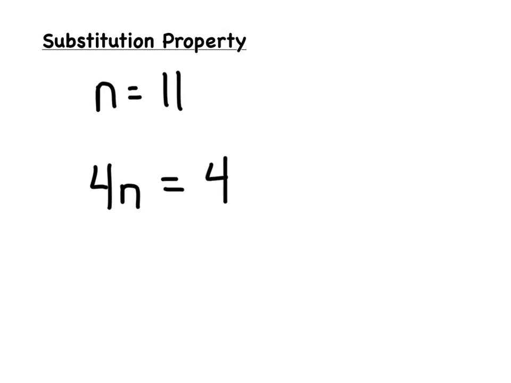So the substitution property deals with variables. So, for example, if we have n is equal to 11, then if we have 4n, what is 4n equal to? So what we are wanting to do is substitute this 11 in for n. So all that we will have to do is 4n is equal to 4 times 11. So if n is equal to 11, we have to substitute 11 in for n, then we'll have 4n is equal to 4 times 11.